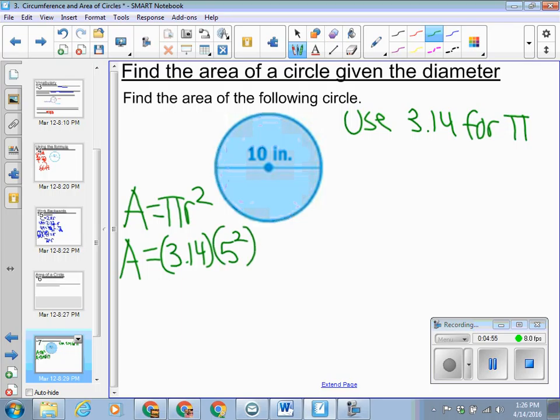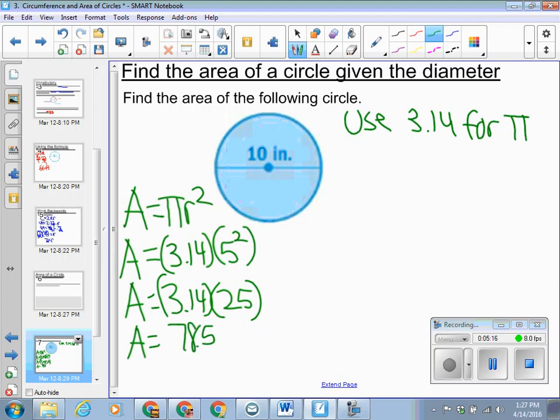Order of operations, the exponent only applies to the radius. So we further break it down. 5 squared is 25. We should all know that. Give me a second, my calculator here, to figure out 25 times 3.14. It's 78.5. And since we're dealing with area, we have 2 dimensions, so inches squared.